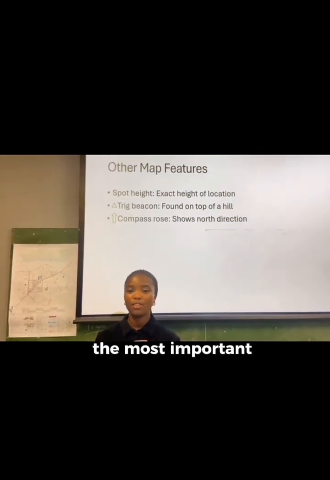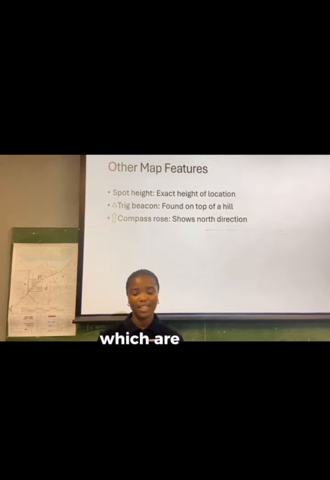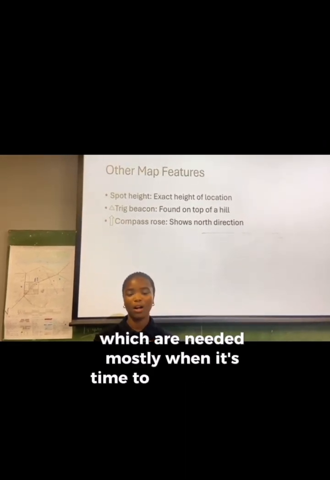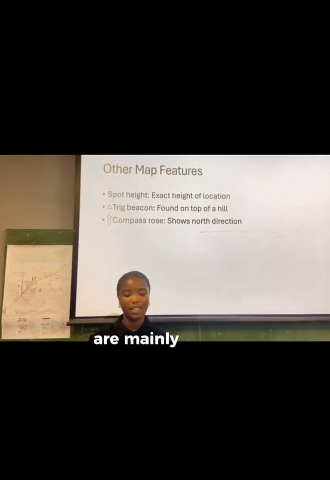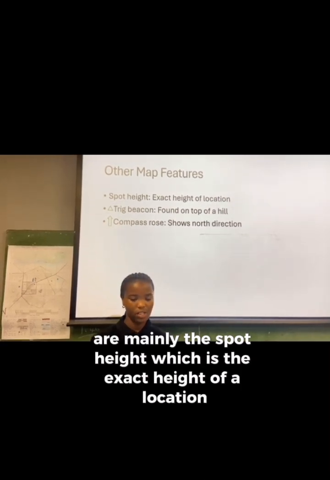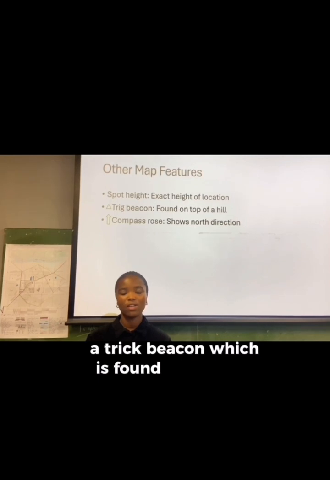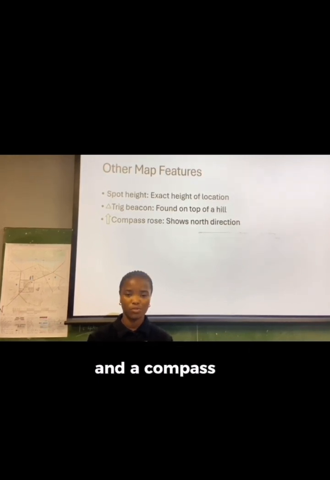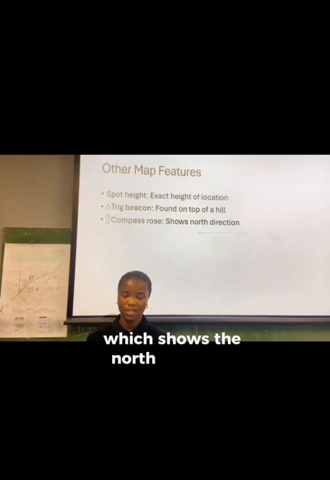The most important features that we come across, which are needed mostly when it's time to calculate the map work, are mainly the spot height, which is the exact height of a location, a trig beacon, which is found on top of a hill, and a compass rose, which shows the north direction.